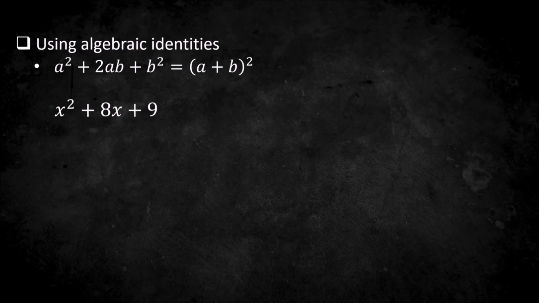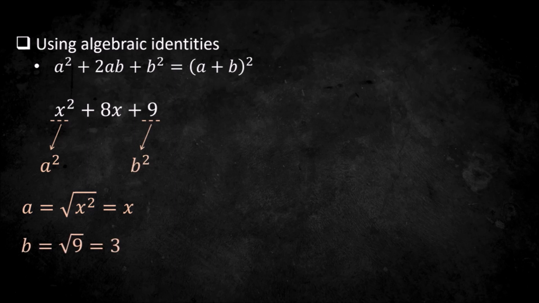The quadratic expression, x squared plus 8x plus 9, seems to be in the form of the first identity. However, we have to check if that is true. Identify the term a and the term b. In this instance, a is x and b is 3.